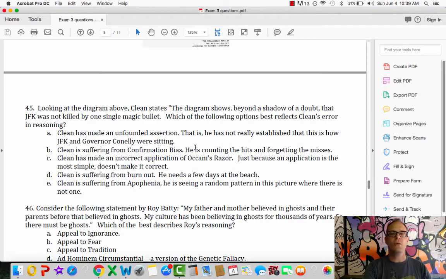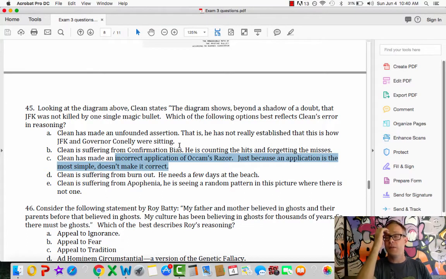B, Clean is suffering from confirmation bias. He's counting the hits and forgetting the misses. That's just too general. It doesn't really help us, right? It doesn't really fit. It's true that's what we think of when we think of confirmation bias, but it's not actually it, right? C, Clean's made an incorrect application of Occam's razor. Just because the explanation is the most simple doesn't make it correct. Is he making an application of Occam's razor here?